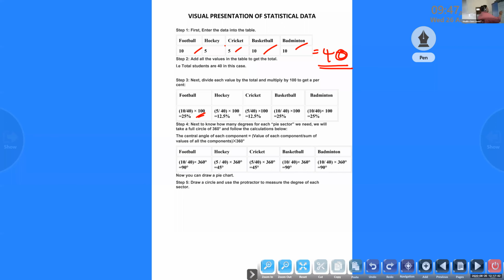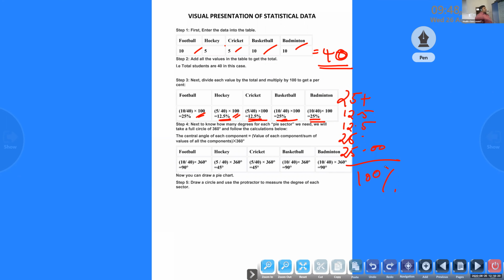In hockey also, 5 divided by 40, multiply by 100, we will get 12.5. And cricket, 5 divided by 40 and multiply by 100, we will get 12.5 again. Here it is 25, and here it is 25. So you can see here 25 plus 12.5 plus 12.5 plus 25 plus 25. What is the total answer here? 100. So that's the percentage, right? Simply we are converting that total data into percentages.